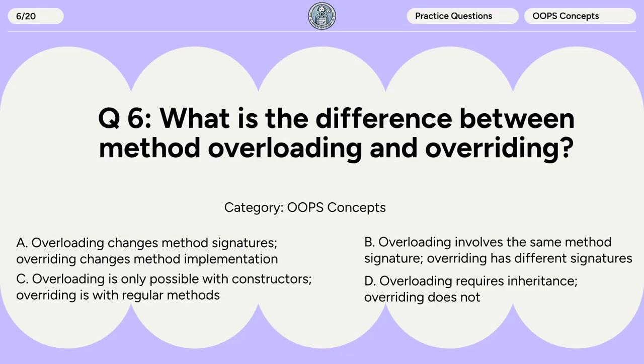Question 6. What is the difference between method overloading and overriding? A. Overloading changes method signatures. Overriding changes method implementation. B. Overloading involves the same method signature. Overriding has different signatures. C. Overloading is only possible with constructors. Overriding is with regular methods. D. Overloading requires inheritance. Overriding does not.